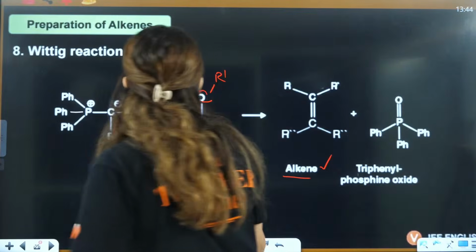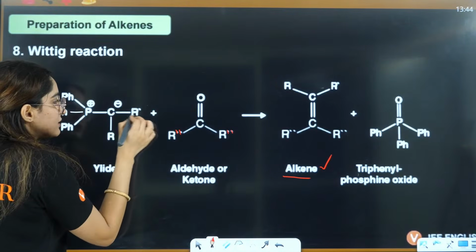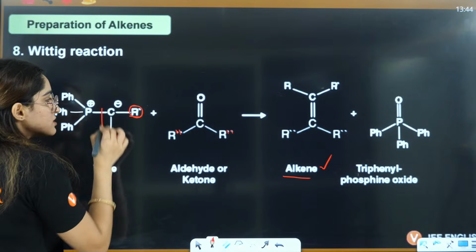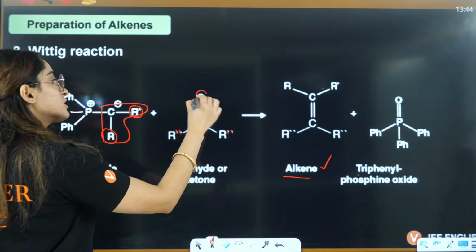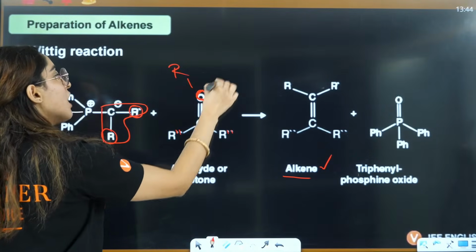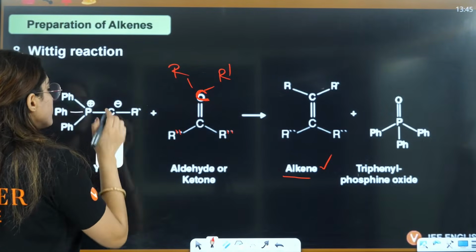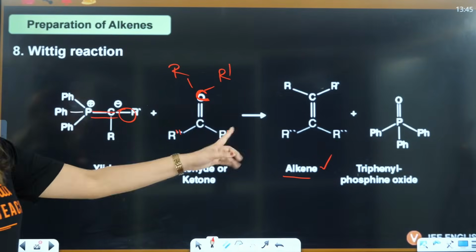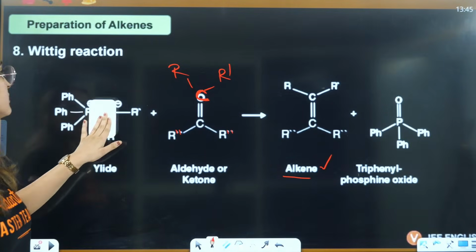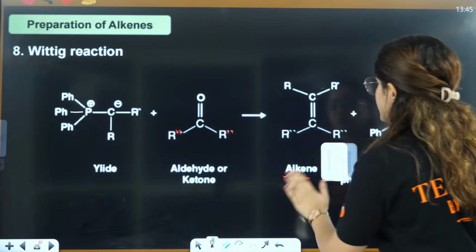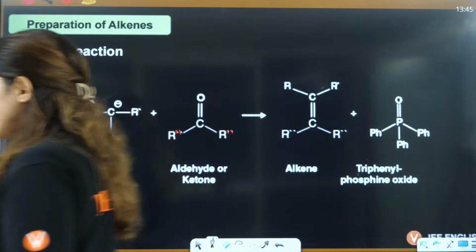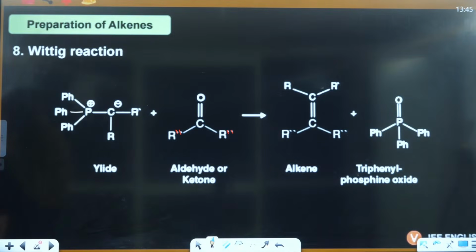That's how, if you want to make this carbon, this R dash and this R, this is all together connected to this particular bond, it will shift here, this will give rise to C, this is R dash, and this will form double bond O here, and that is going to be your final product. Tell me, is that clear everybody? How from ylide you have the formation of alkene? Correct everyone?